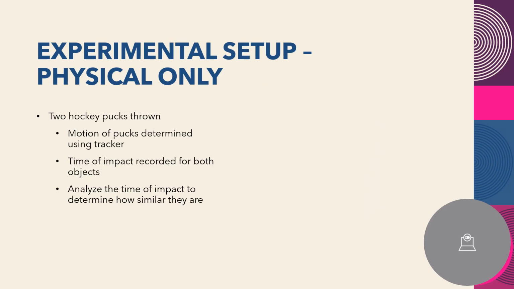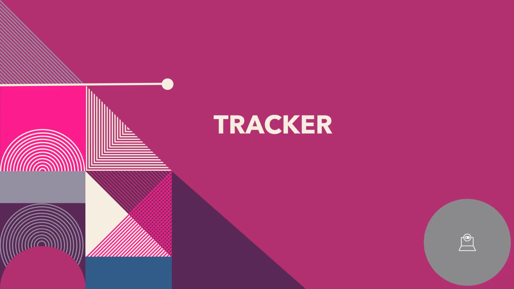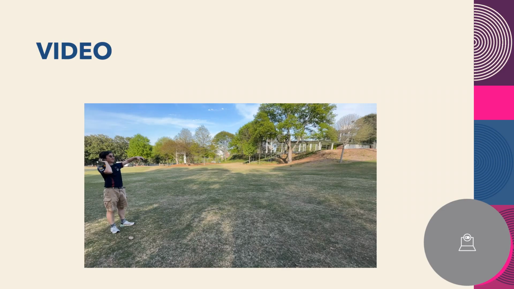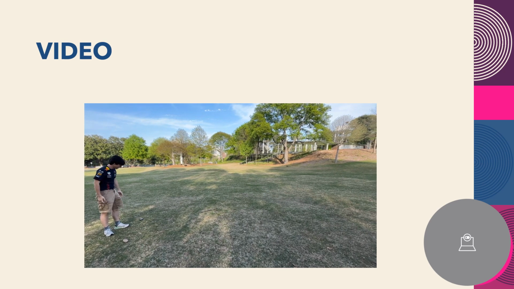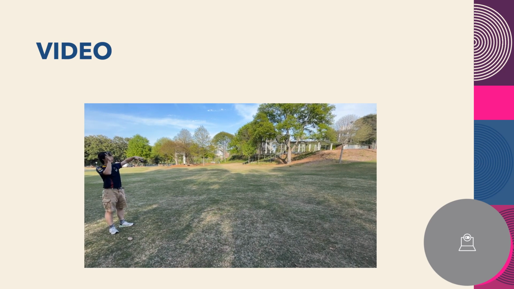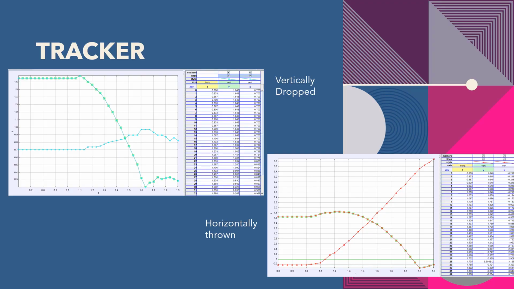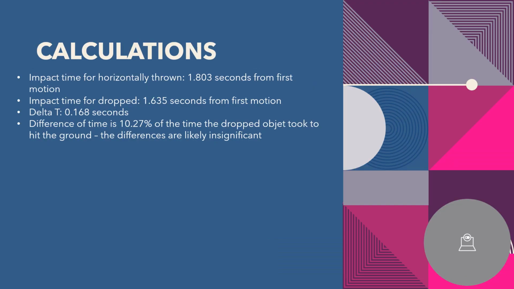For this experiment, I performed an experiment which is only physical. I threw two hockey pucks. I tracked the motion of these hockey pucks using Tracker, and I determined the time of impact for both. Then I analyzed the time of impact to determine how similar they were. I used this video for my Tracker data. And then here are my results.